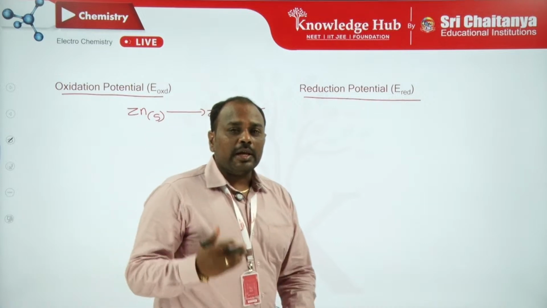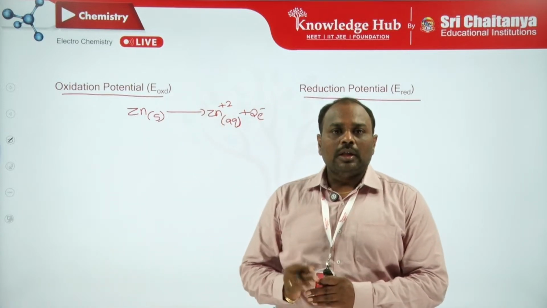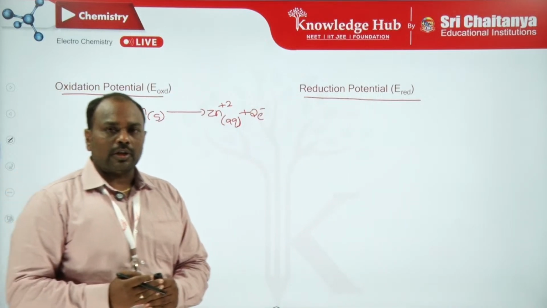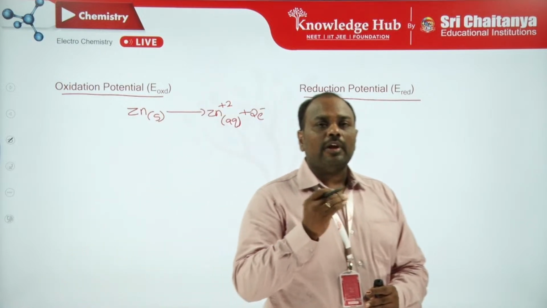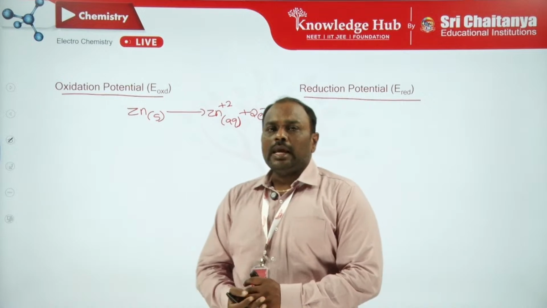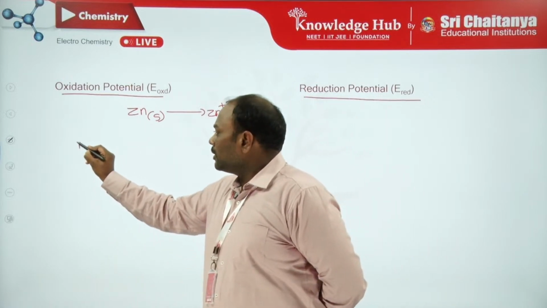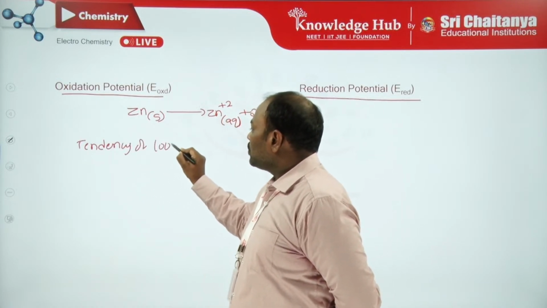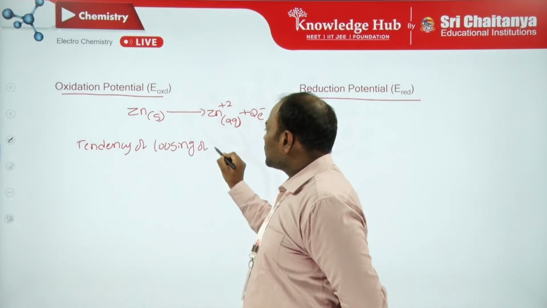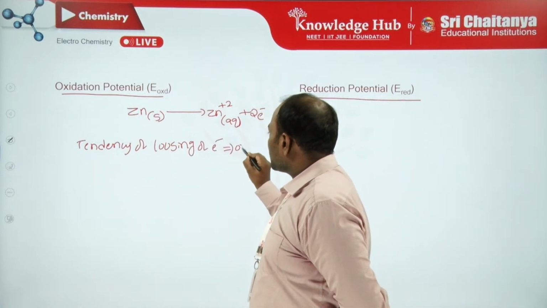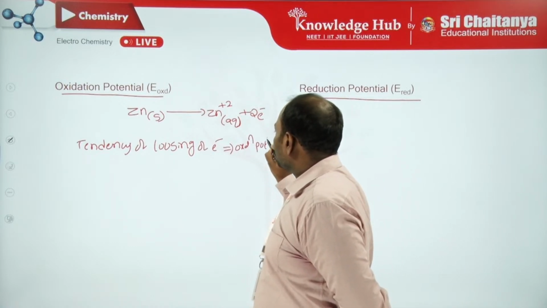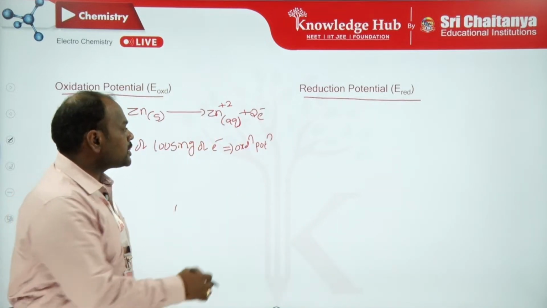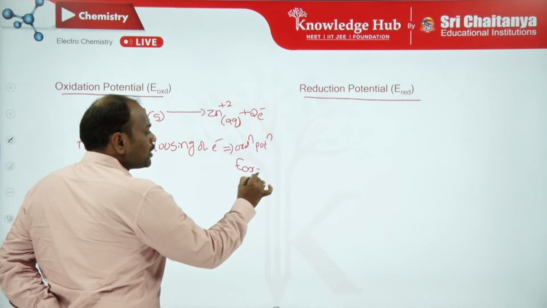The zinc electrode tries to lose electrons. The capacity of losing electrons, or the tendency of the electrode to lose electrons, is known as the oxidation potential. So what is the statement? The tendency of losing electrons is known as the oxidation potential. It is represented by E oxidation.